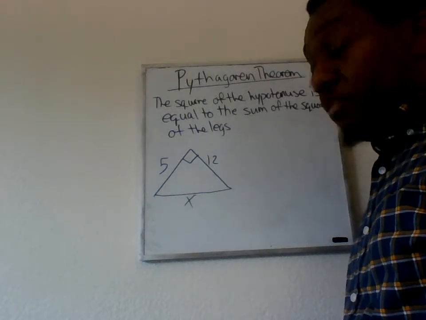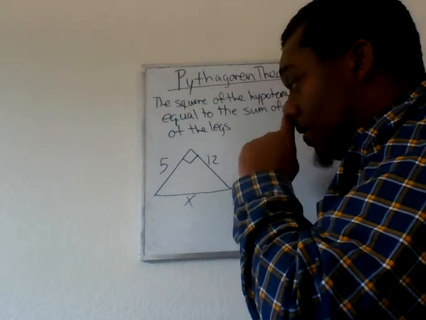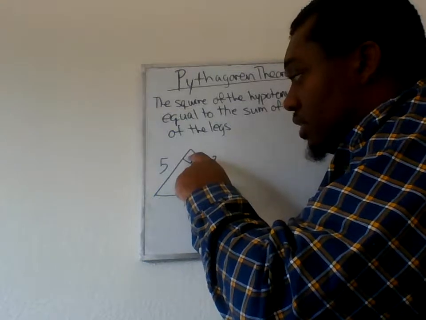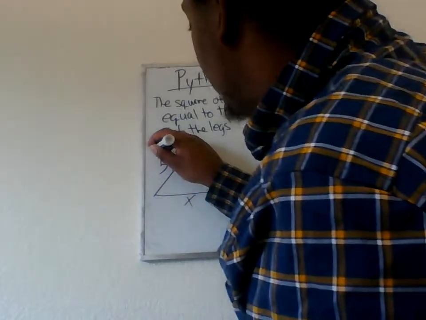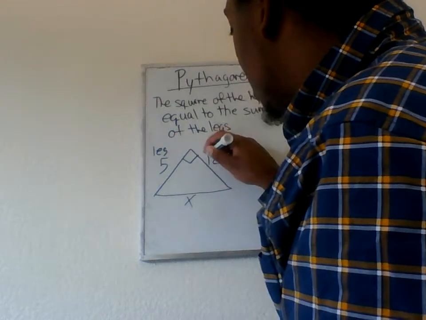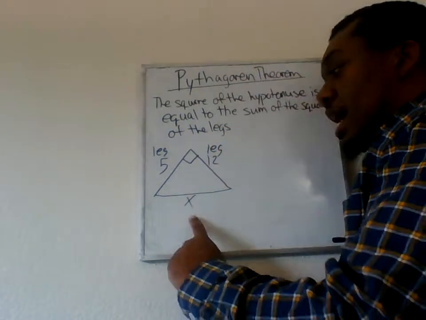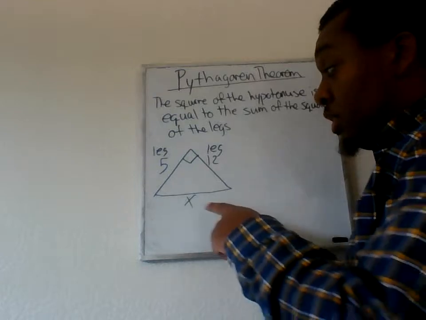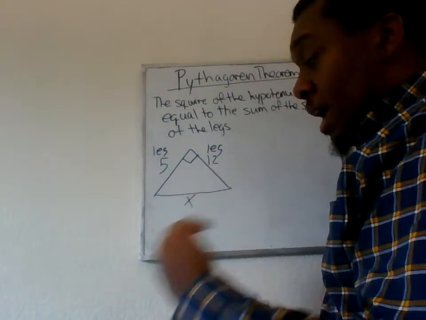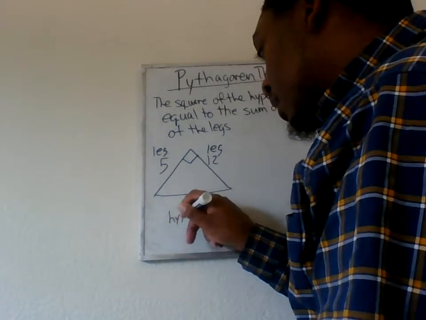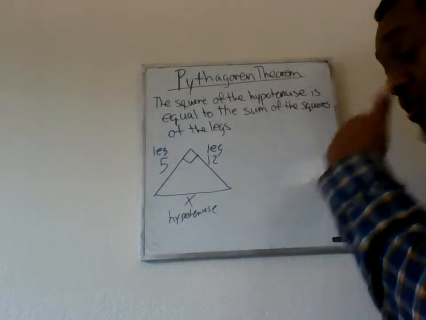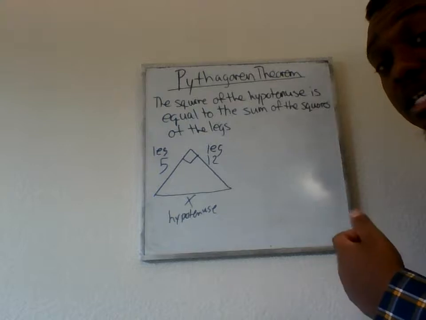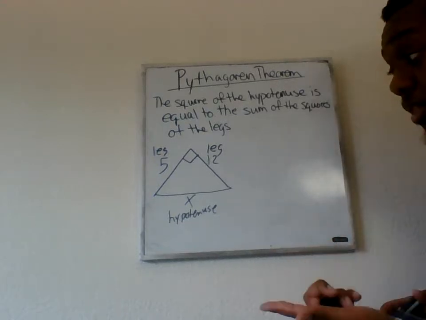Well, let's label our sides first. So from here, I know that the 2 sides that form the right angle are the legs. So 5 is a leg and 12 is also a leg. That means that x has to be the hypotenuse, which it is because it's not touching the right angle at all. So this is my hypotenuse here. Okay, so from here, I can use the Pythagorean theorem to set up an equation to solve for the unknown.